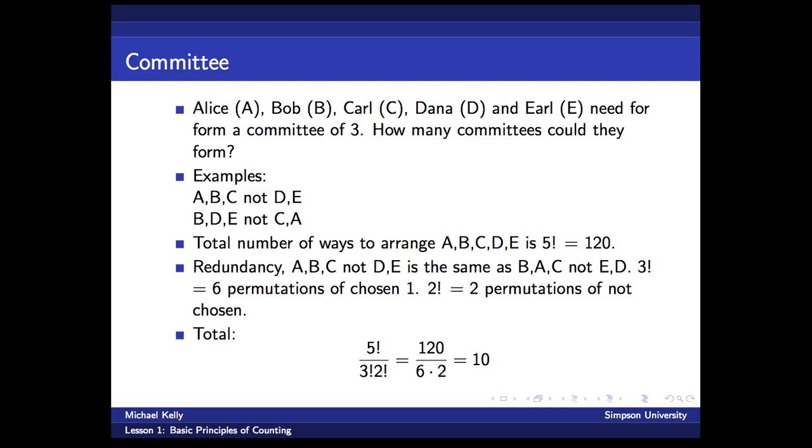So the total, then, is 5 factorial divided by 3 factorial times 2 factorial. So whenever we multiply the 1 times 2 times 3 times 4 times 5, there's redundancy that we need to cancel, so we divide. And we divide by the redundancy in each of the groups, which gives us an answer of 120 divided by 6 times 2, which equals 10. So the 5 can form 10 different committees.